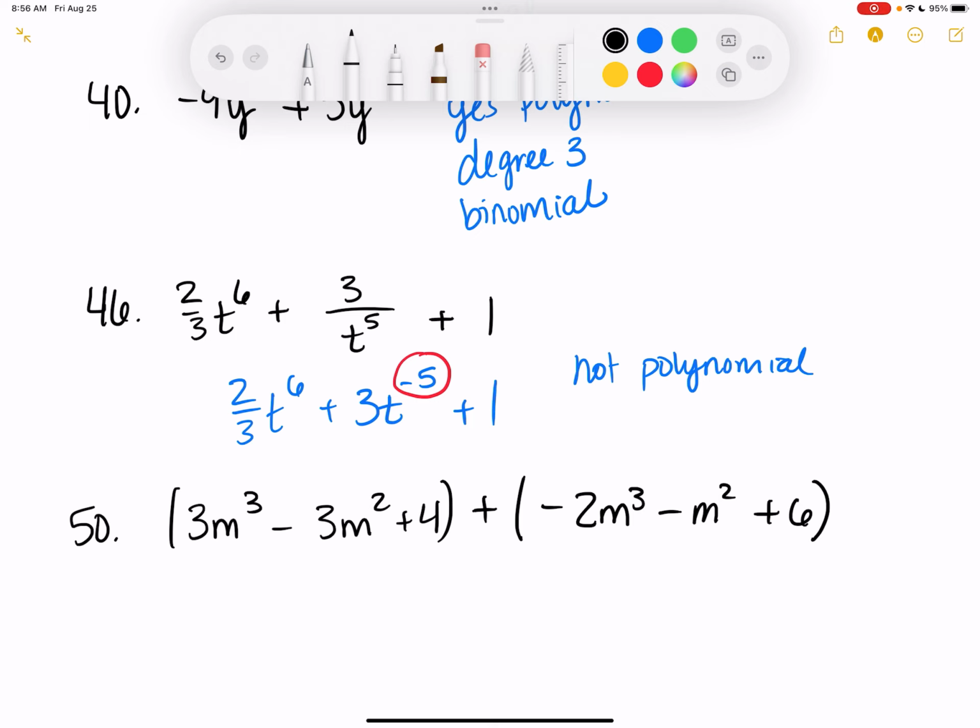But with this one, basically I could get rid of the parentheses and I could still solve this problem just the same. And so all I'm doing is combining like terms. So 3m cubed minus 2m cubed is m cubed. Then negative 3m squared minus m squared is negative 4m squared. And then 4 plus 6 is 10.